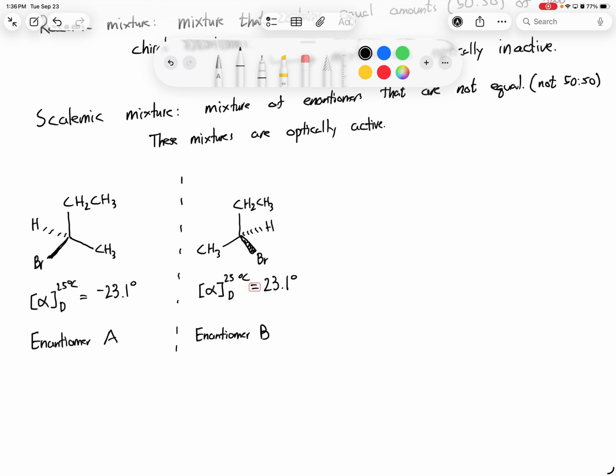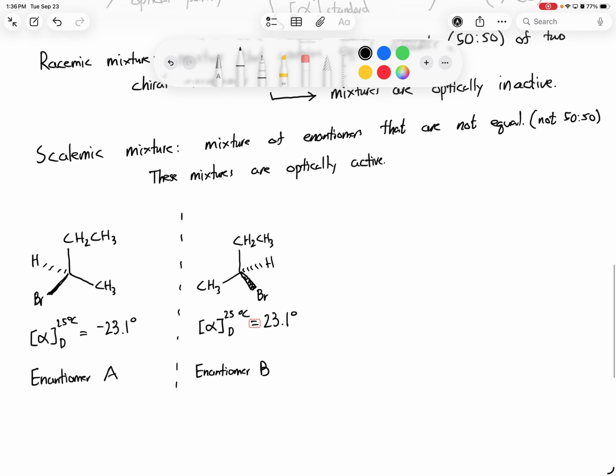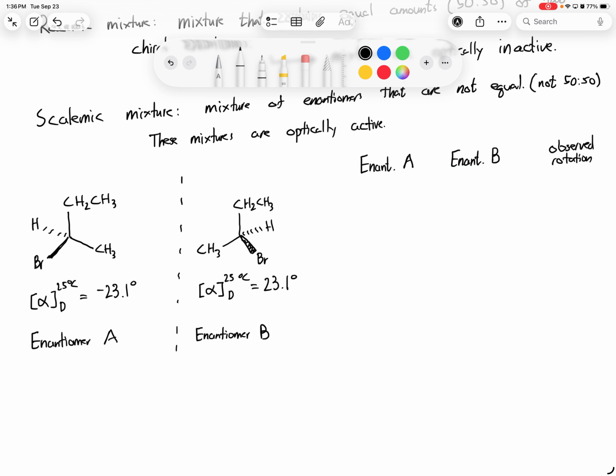All right. Okay, so now let's make a little chart here. I'm going to write enantiomer A, enantiomer B, and now here I'm going to write observed rotation. You got a question? Is that 2.5 or 25 for the temperature? Oh, yeah, 25. Yeah, this is 25.